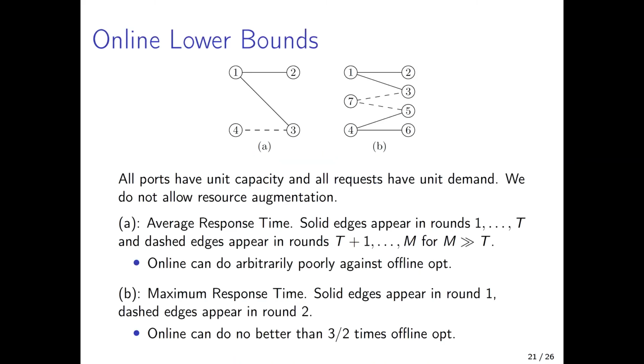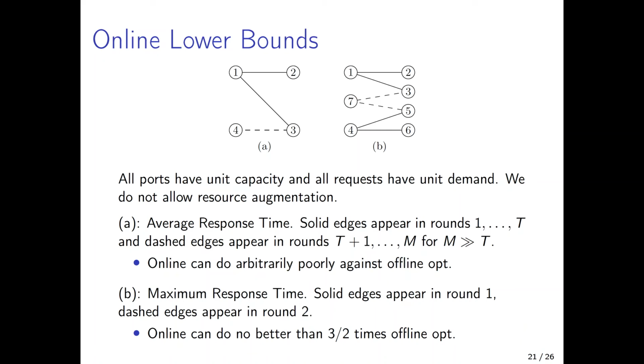We now discuss theoretical and experimental results in the online setting. We first show lower bounds on the competitiveness of any online algorithm for either average or maximum completion time without resource augmentation. In the lower bound constructions, all ports have unit capacity and all requests have unit demands. Figure A gives the lower bound construction for average response time due to Jahanjou and Kulkarni. The solid edges appear in each of the first T rounds, and the dashed edges appear in the subsequent M rounds, where M is much larger than T.